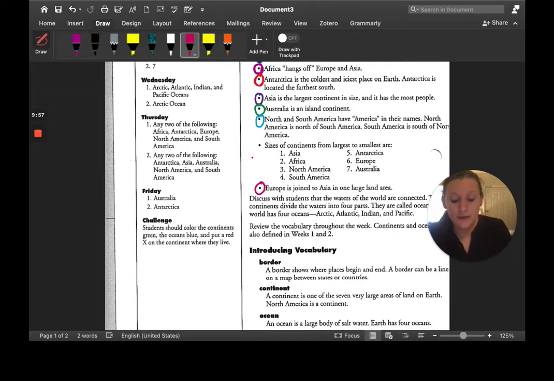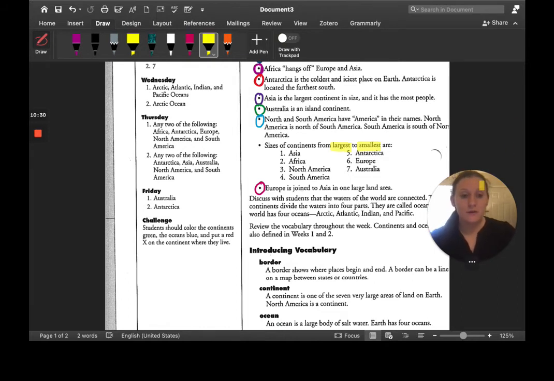All right, so then next we have the sizes of the continents from largest to smallest. Number 1 is Asia as the largest. Next is Africa. Number 3 is North America. Number 4 is South America. Number 5 is Antarctica. Number 6 is Europe. And lastly, number 7, the island one of Australia.